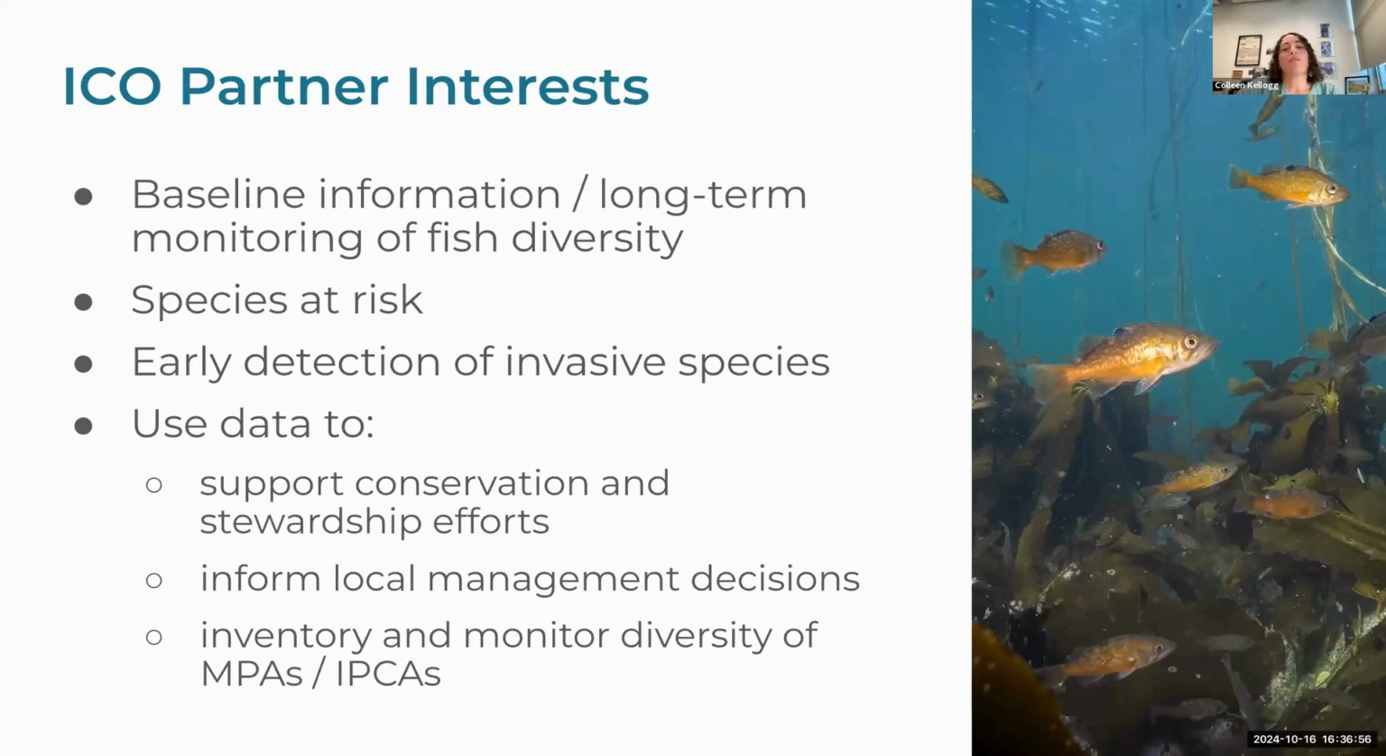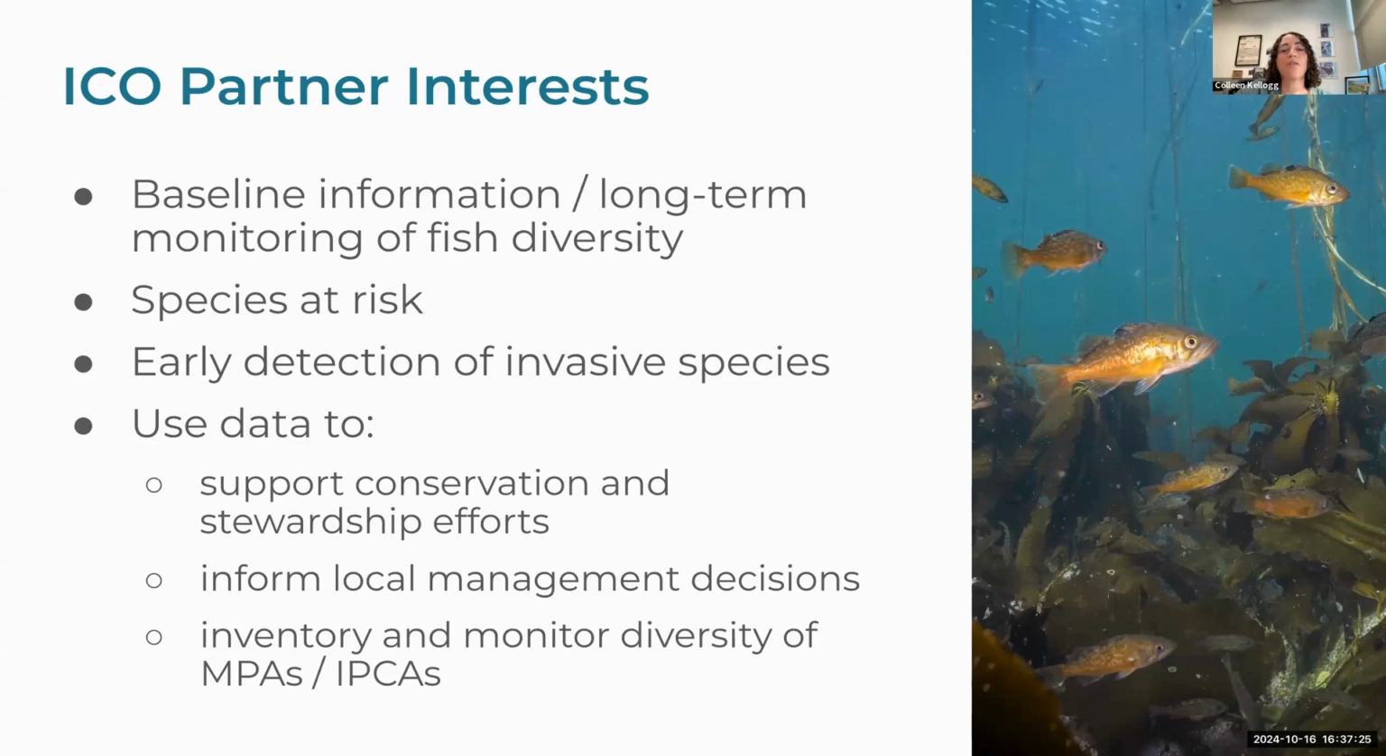So what are the primary motivators for our partners to join ICO? Many of them are interested in establishing baseline information about local fish biodiversity, as well as species at risk. They're wondering if we can use eDNA to look for a certain species at risk in the region. And then helping to understand the long-term patterns of biodiversity in their region. Some are also interested in early detection of invasive species.